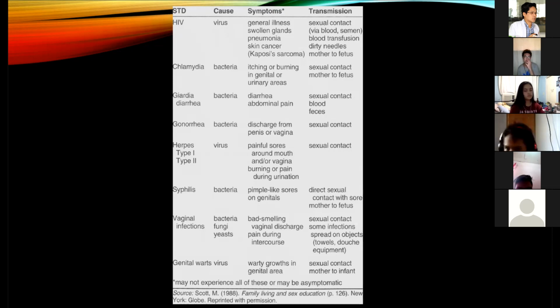For mother to fetus, yes, because this is a virus, this can be transferred through the placenta, from the placenta going to the baby. Therefore, if the mother is HIV positive, there is a big possibility that the baby also might be HIV positive. And remember, we don't have a cure for HIV as of the moment. But we have suppressors, and these suppressors just suppress the effects of HIV.